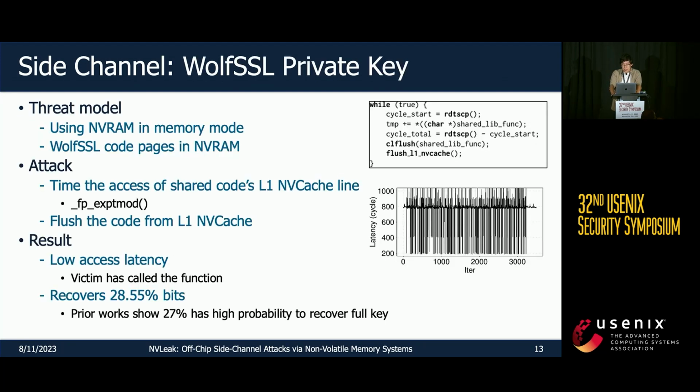We then present a side channel attack on the WolfSSL library that can leak the private keys. In this attack, we assume the non-volatile memory is used in memory mode, where it works like traditional DRAM memory and holds the code pages from programs. We assume the victim is a process using WolfSSL to encrypt data. The attacker actively flushes the code cache lines from L1 NVCache and times the access to the shared WolfSSL code. Whenever the attacker observes a low latency access to the cache line holding the function, it means the corresponding L1 NVCache line is loaded by the victim, and in this case, the attacker detects one victim call.